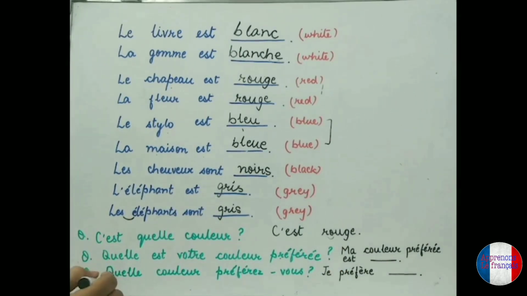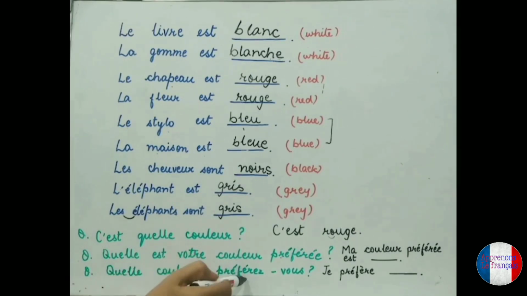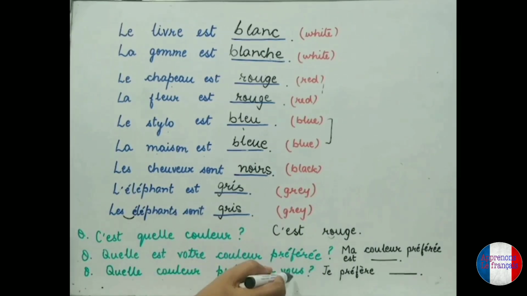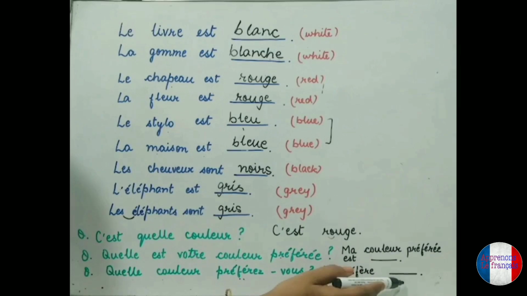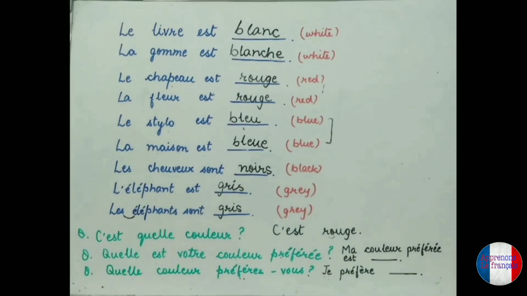Now another question we can use in the conversation is quelle couleur préférez-vous? It is just another way of asking this. Which color do you prefer? The answer here would be je préfère, I prefer, and then you can say whatever color you like. Je préfère this color. So I would request you to leave a comment in the comment box and tell me what your preferred color is.